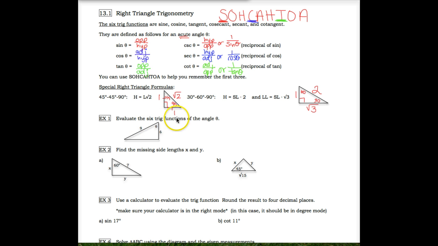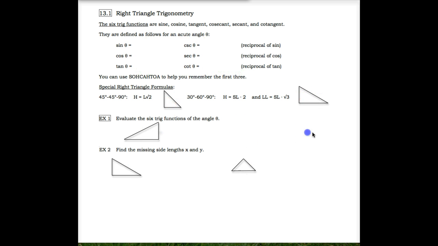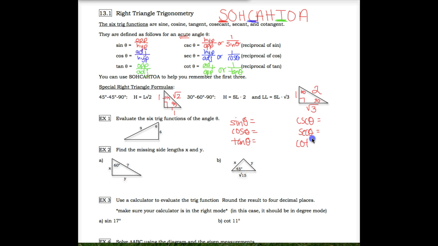It wants me to find all 6 trig functions. So that means I am going to need the sine of theta, the cosine of theta, the tangent of theta, and then all of their reciprocals. So I will need cosecant of theta, secant of theta, and cotangent of theta. Now, in this picture, I only have 2 sides.